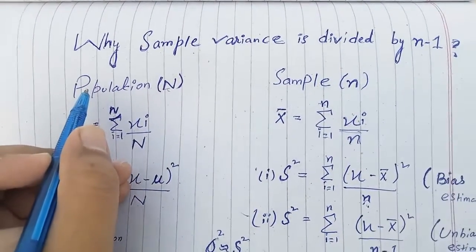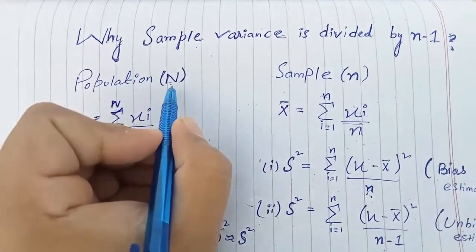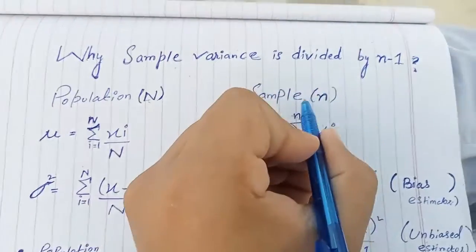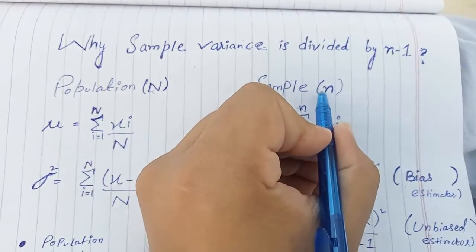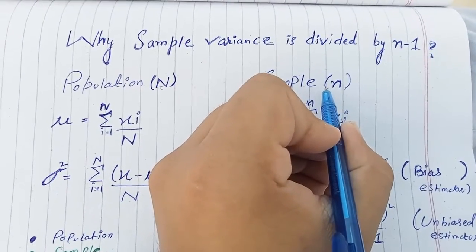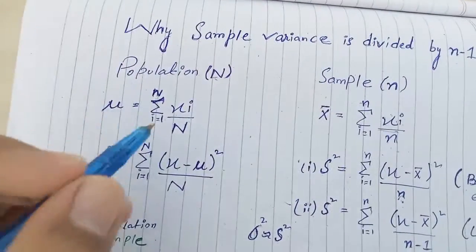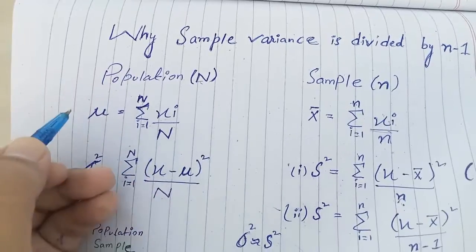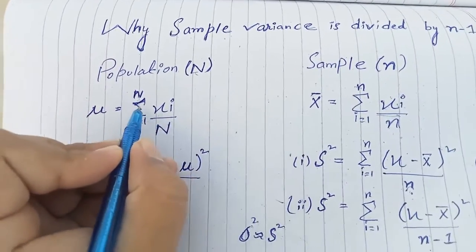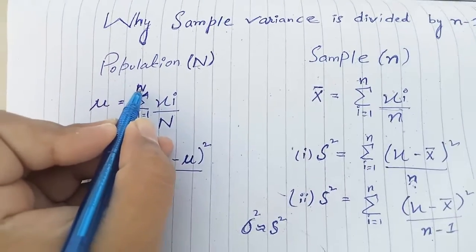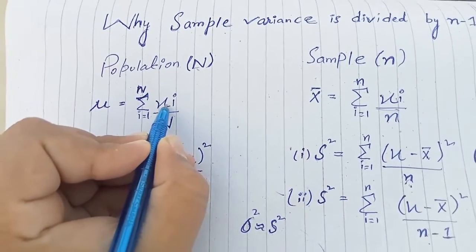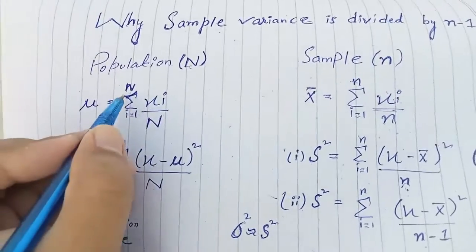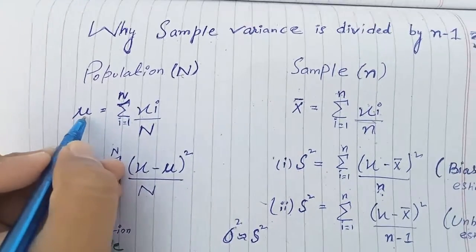Here is the population, which is denoted by capital N, and the sample data is denoted by small n. Now we want to calculate the population mean. To calculate it, we use this formula: the summation from i to capital N of xi, the observed values, divided by capital N. That is how we calculate the population mean.